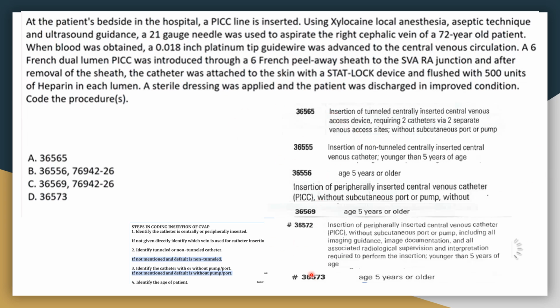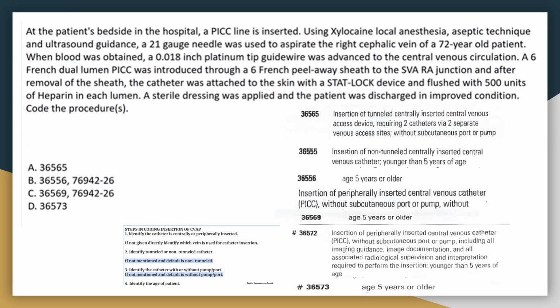So let us zero down our answer. So let us see our final answer. The first code is 36565. It talks about the insertion of the CVC. Our line is PICC, so I cannot even take that code. 36556 is also CVC, so I will not even go into the detail of the code.